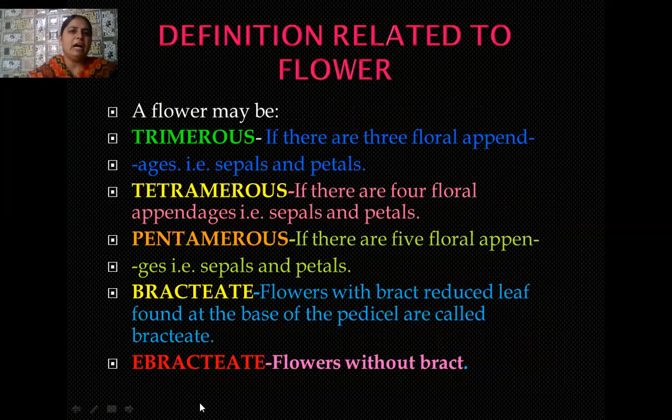Okay, students, flowers can be divided into the following categories on the basis of how many floral parts or floral appendages they bear. Trimerous flower means a flower which has 3 floral appendages. That means 3 sepals are present or 3 petals are present. That kind of flower is a trimerous flower. Tetramerous: if instead of 3 floral appendages there are 4 floral appendages, 4 sepals or 4 petals, then it is tetramerous.